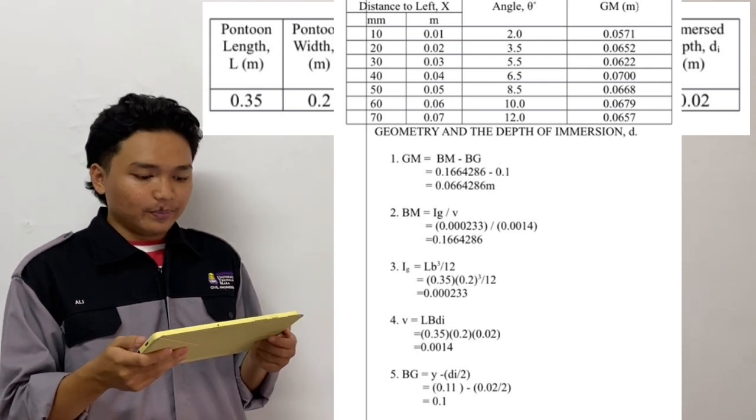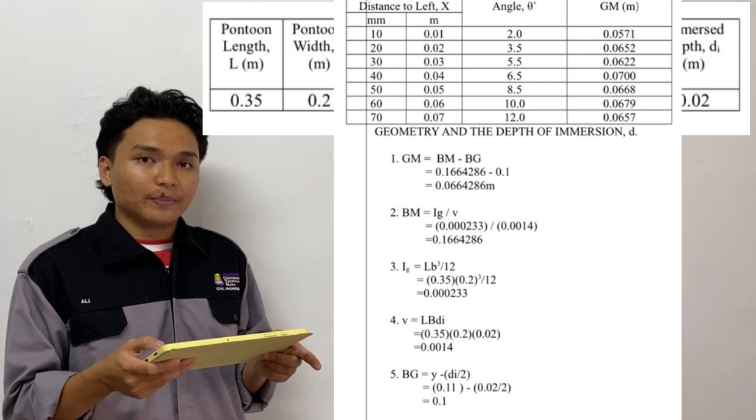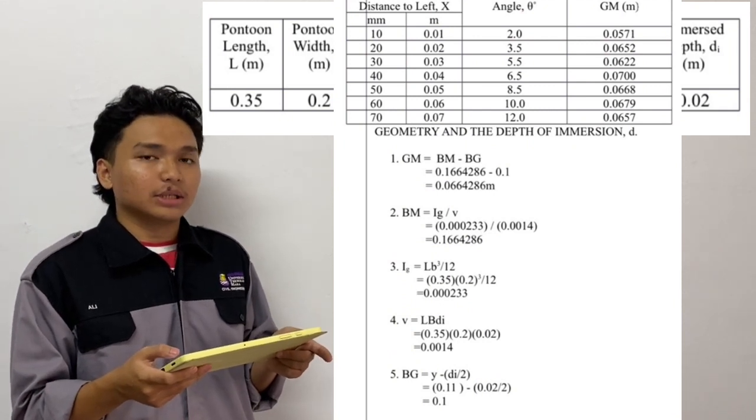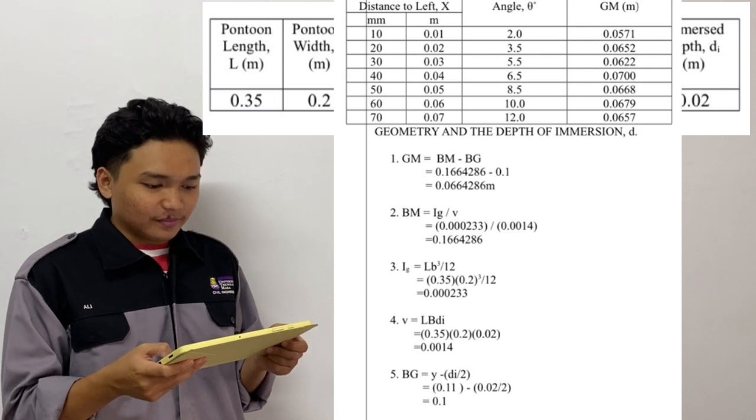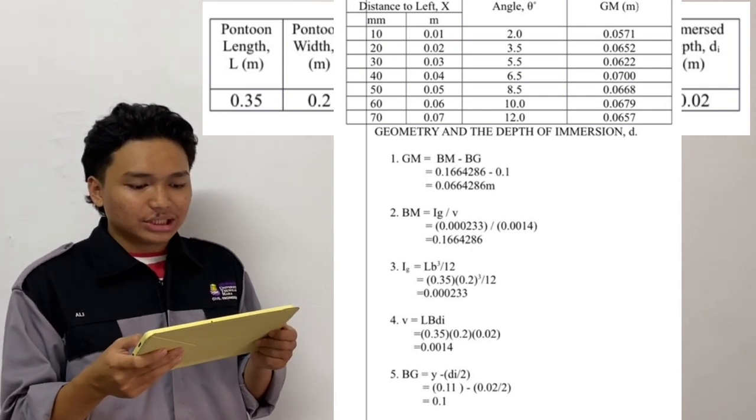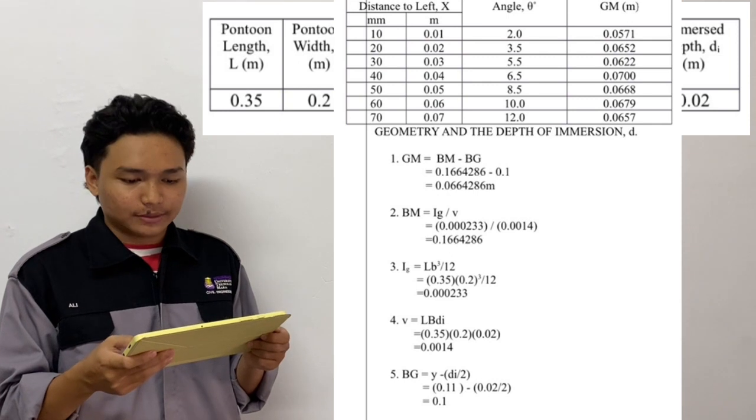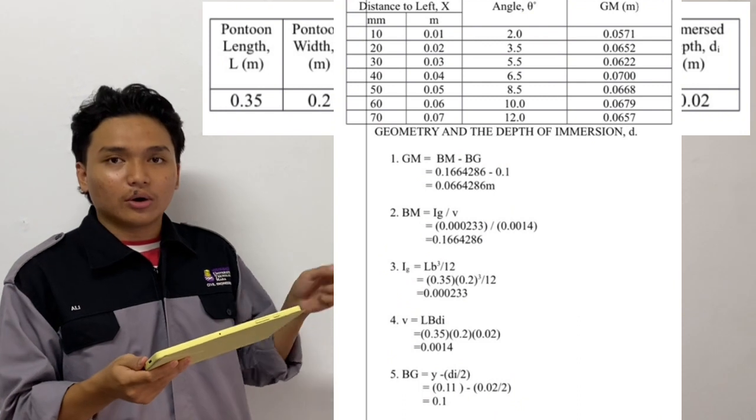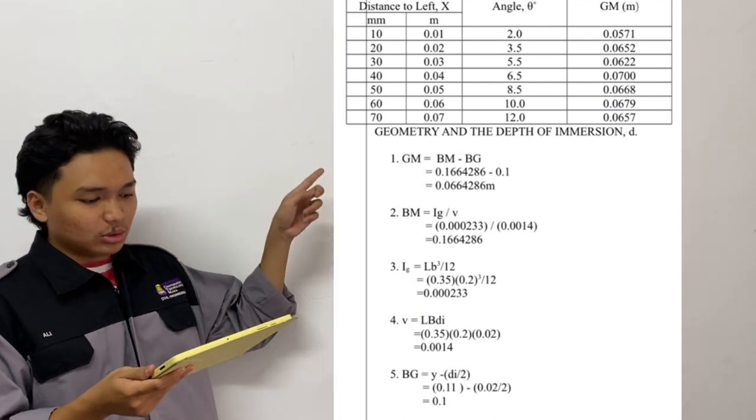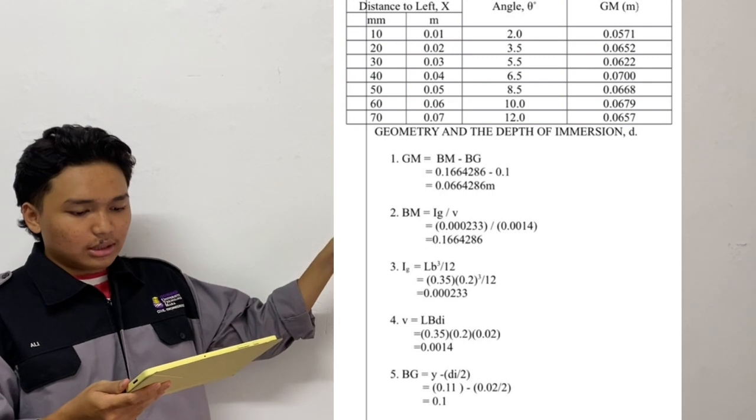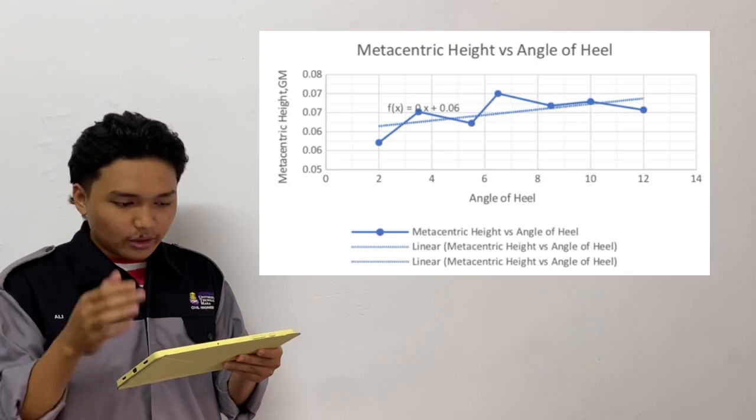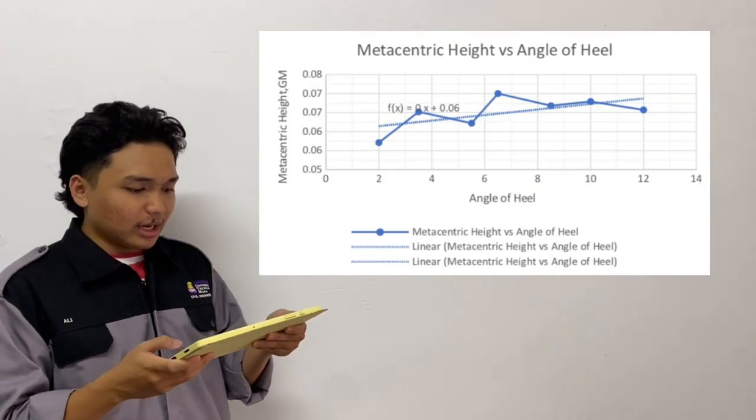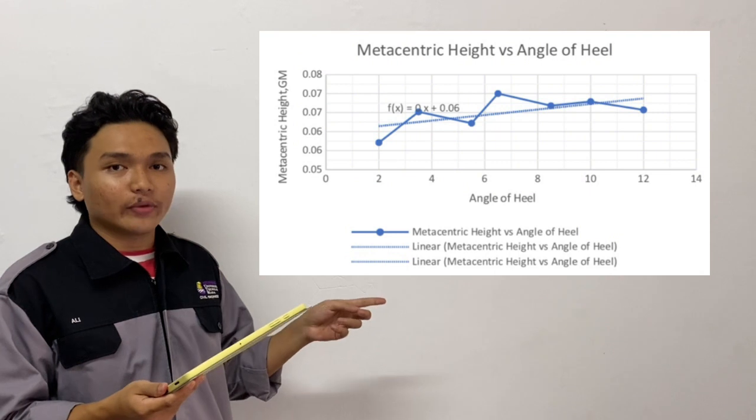So GM, we calculate BM minus BG that we just calculated, and then we get 0.0664286 meter. Then we put it on the table: distance to left X, angle, and then GM. And then last one, we draw the graph for metacentric height and angle of heel. Thank you.